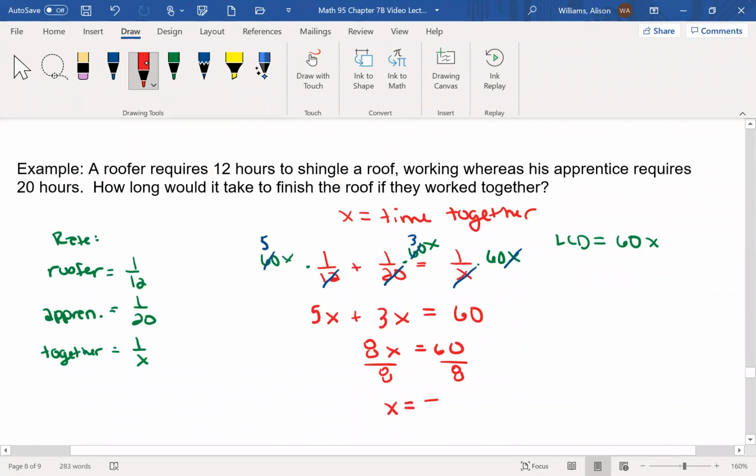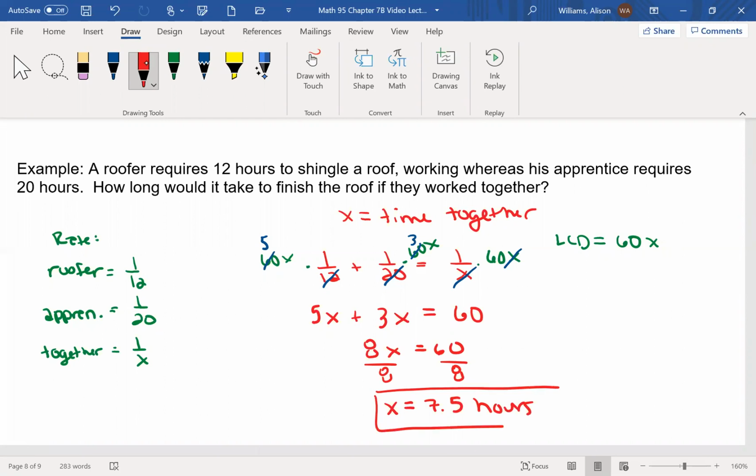So 7.5. So definitely less than the first roofer, the 12 hours. Not close to half though, which kind of makes sense. I mean, the other one is working almost twice as slow. The apprentice is almost twice as slow, right? Going to take almost double the amount of time. Almost. Okay, so 7.5 hours is how long it's going to take if they work together. That's how we approach these work rate problems.